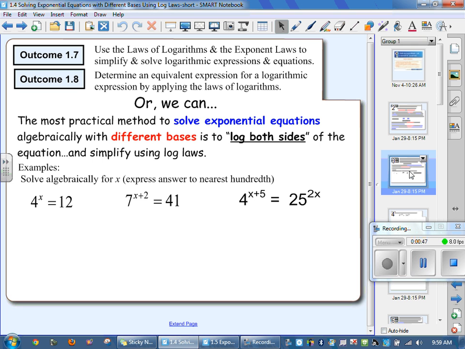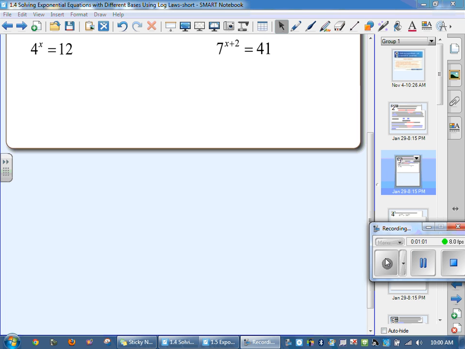The most practical method to solve exponential equations with different bases is to do what we call log both sides of the equation, and then we simplify using log laws. The very first thing we're going to do is see if we can divide anything out. The answer is no. Who knows why?